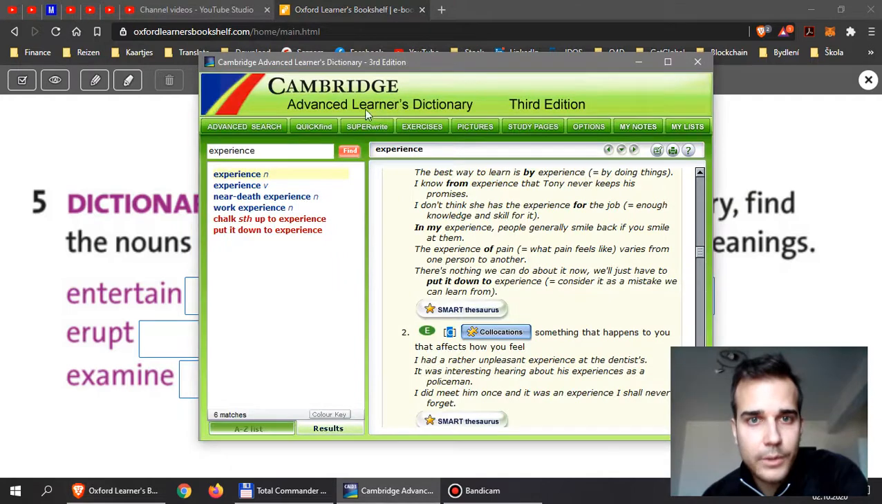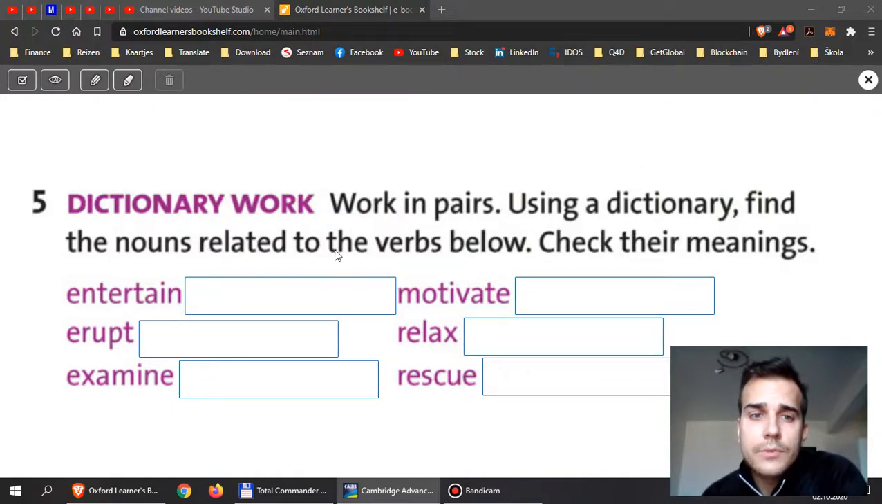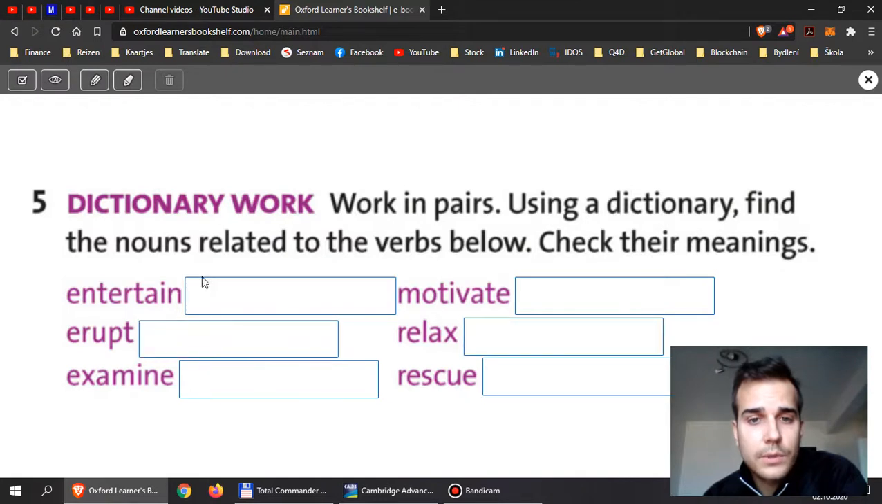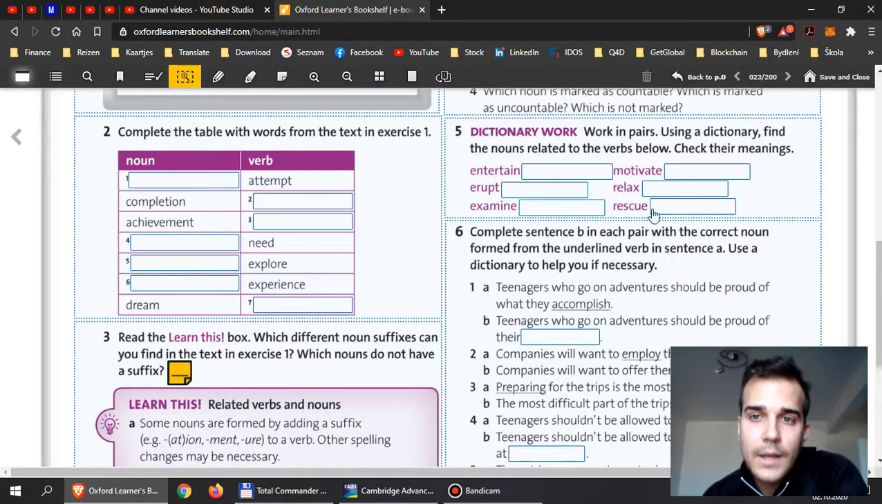Go to this one, for example, Cambridge Advanced Learners Dictionary. You will find this one. I would really recommend it. Now, find the nouns related to the verbs below. So find all the nouns that can exist with this one, all right? Sometimes there can be more than one noun. And for example, we have entertain, so that means we need to create a suffix to this one. All right, we need to add some letters that will expand this word and it will create a noun. So you should do this one. It can also happen that the word will stay the same.